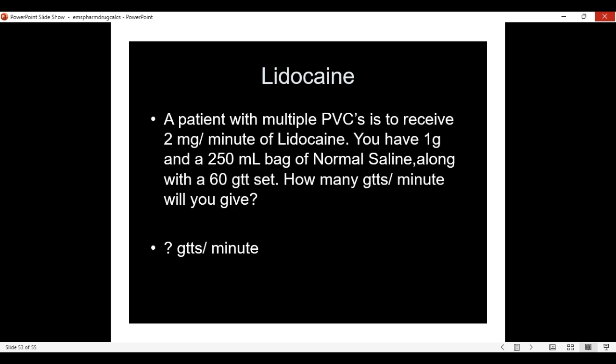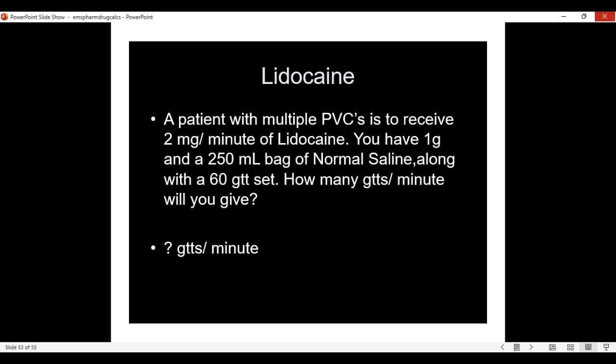So with that formula, we could do the math, right? You can do the math and you'll get the same answer, and I'll explain that here in a second. Or you can use the clock, right? If we know everything's working. Patient with multiple PVCs received 2 milligrams per minute of lidocaine. You have 1 gram in a 250 ml bag of normal saline along with 60 drop tubing.